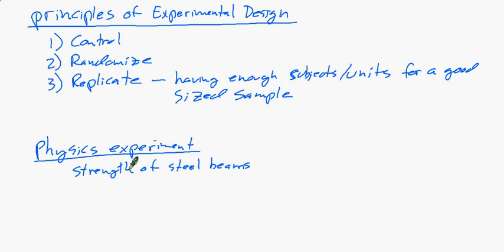Well, we certainly have replication because we want to do that with more than one steel beam, right? That would be good design. Randomize, we want to randomly select the steel beams. That's not usually a big deal. Someone just goes out into the yard and grabs them, and then it's pretty much randomized. The real question comes into, what about control group?